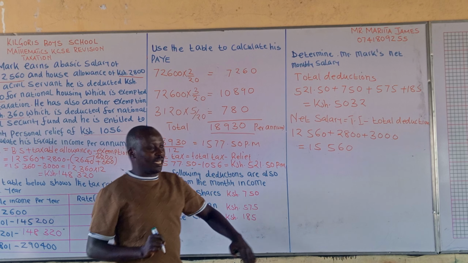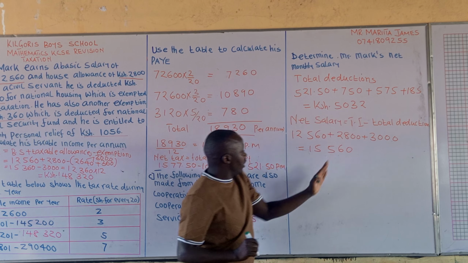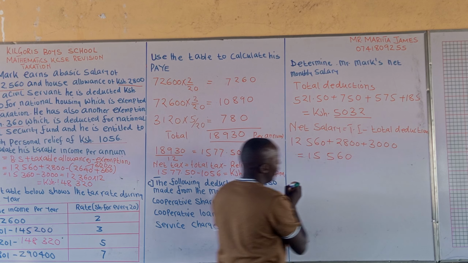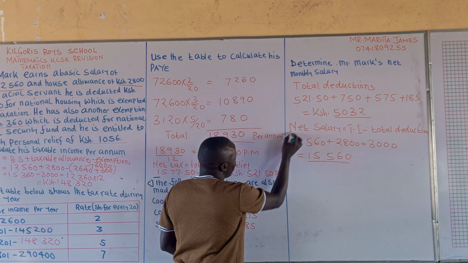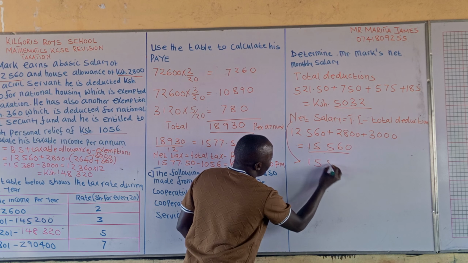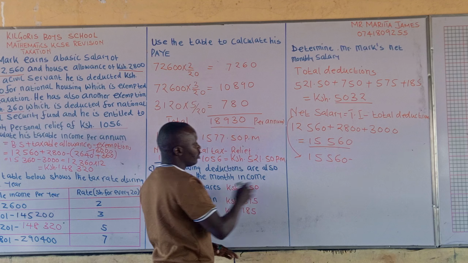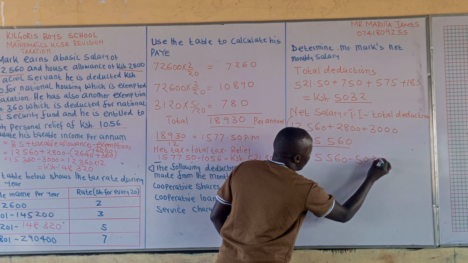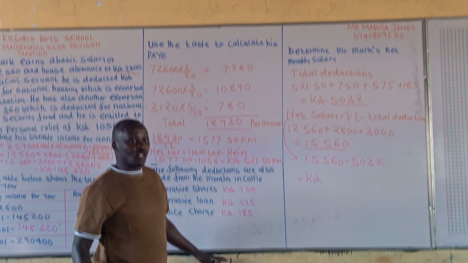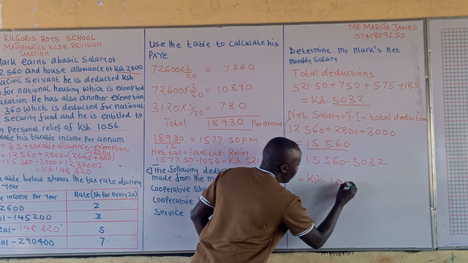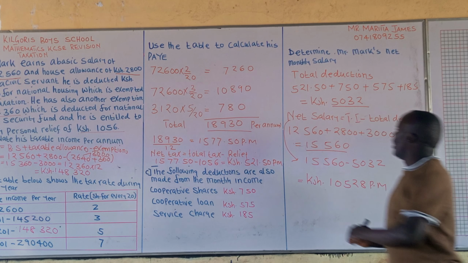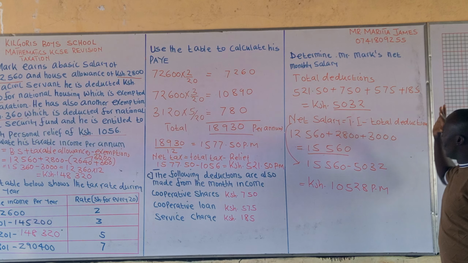So to get now the net salary, it is the total taxable income, which is now 15,560, minus our total deduction. Our total deduction is here. The total taxable income is here. So our net salary now will be equivalent to 15,560 minus the total deduction of 5,032, and we will get the net pay of 10,528 per month. This is Mr. Mark's net salary per month.